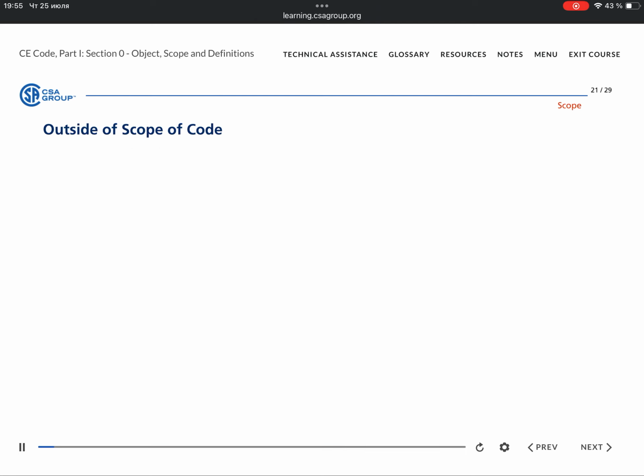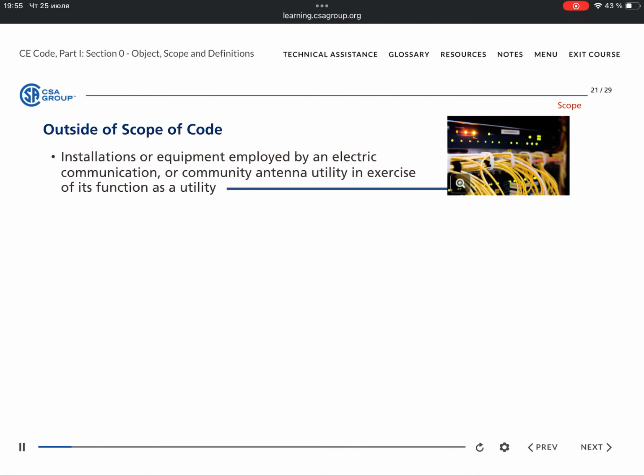The requirements of the code do not apply to installations or equipment employed by an electric, communication, or community antenna distribution system utility in the exercise of its function as a utility, as recognized by the regulatory authority having jurisdiction, and located outdoors or in buildings or sections of buildings used for that purpose.